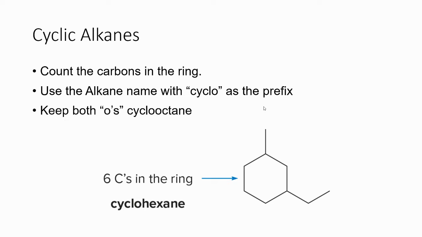So if we're looking at this, we count the number of corners this has. That's how many carbons. If I start up here, 1, 2, 3, 4, 5, 6. So that's going to be hexane, and it's a circle, so it's going to be cyclohexane. If you end up with octane, then you're going to use both of the O's. Cyclooctane. I don't know if that will show up, but if it does, keep both of the O's.